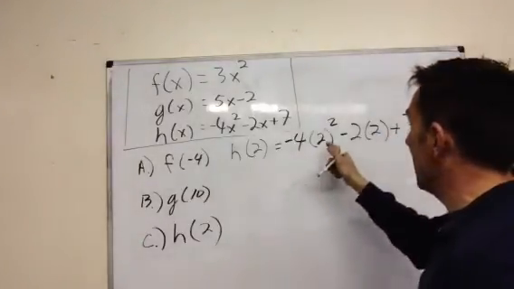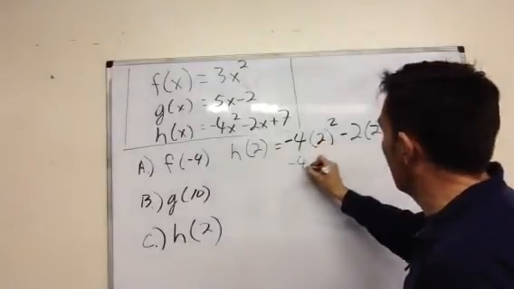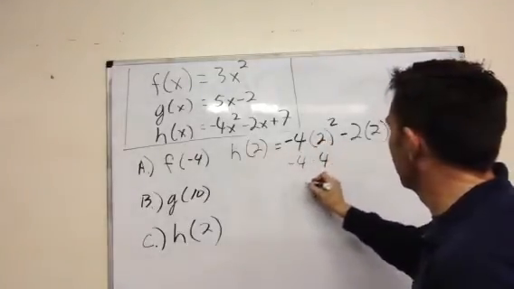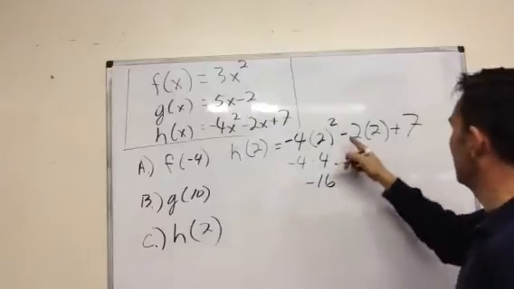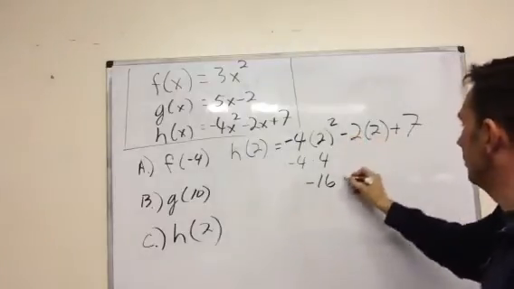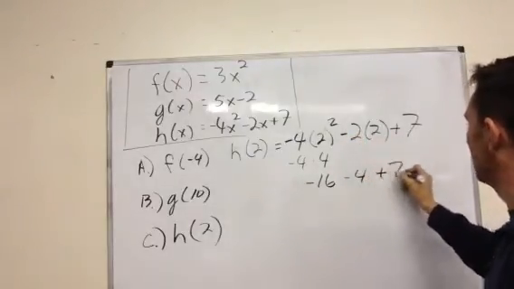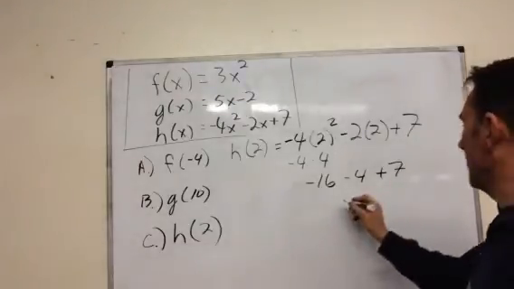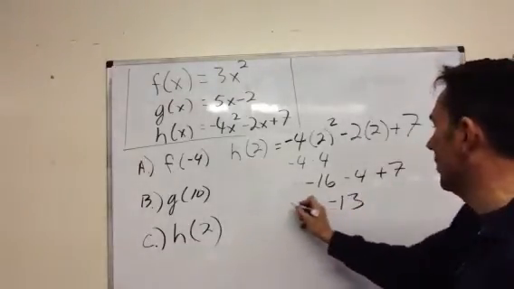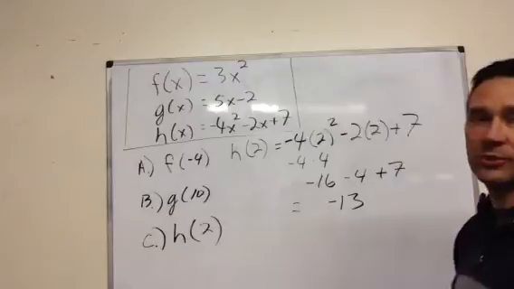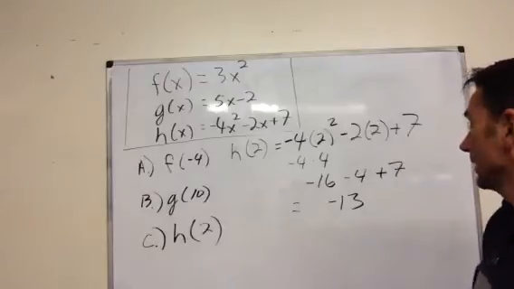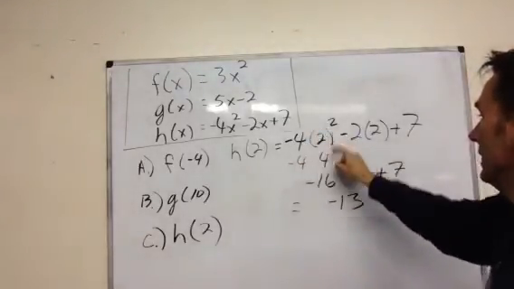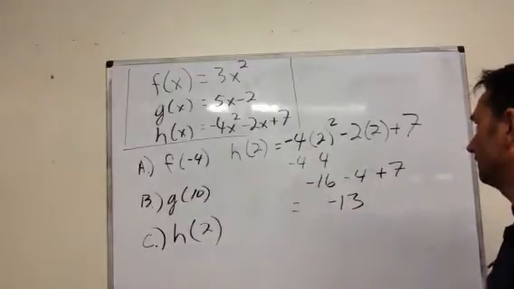If you're doing it by hand, we would have negative 4 times 4, that would be negative 16. Negative 2 times 2 is minus 4, and then plus 7. And we end up with negative 13 as the answer for C. Make sure you're doing the exponents before you multiply.